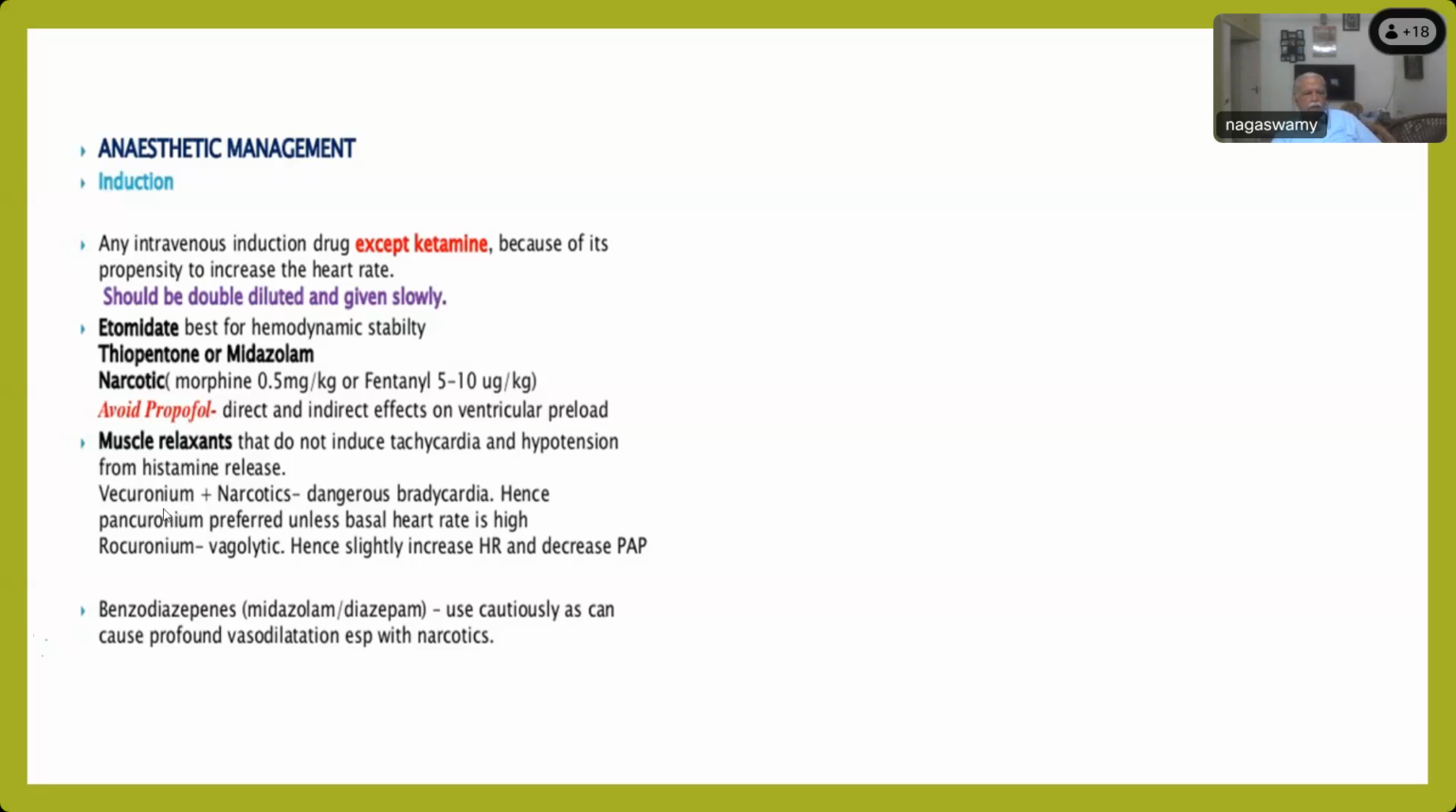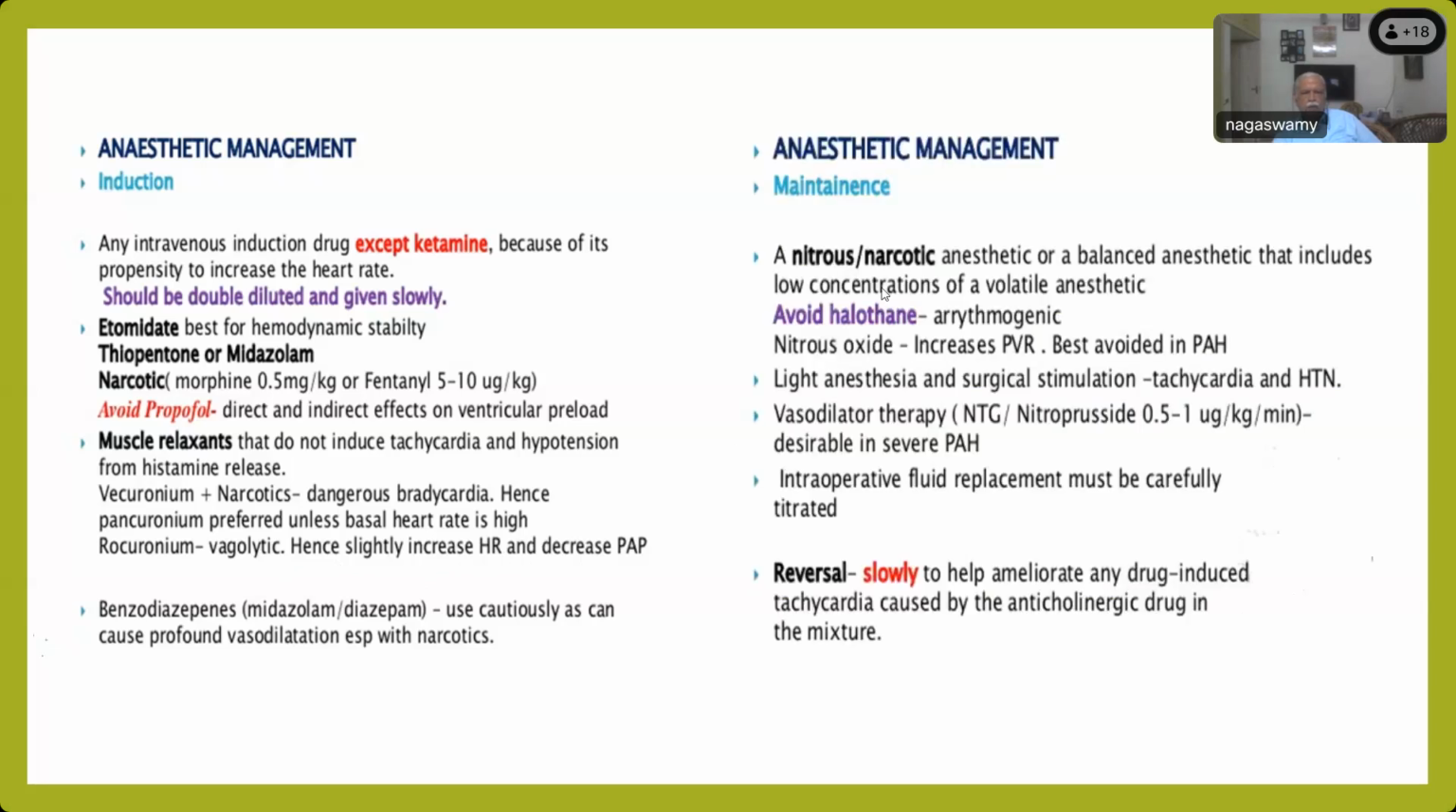Muscle relaxant of choice will be vecuronium, but with narcotics it can produce bradycardia. And rocuronium slightly increases heart rate, so you have to be very watchful. And you can use benzodiazepine intraoperatively also. Avoid halothane. All the other drugs can be used. Reverse, you have to slowly reverse the patient. If you are using a reversal agent, don't give that rapidly.